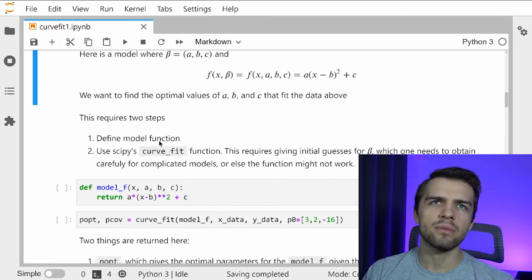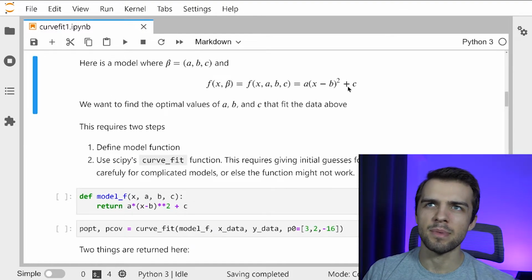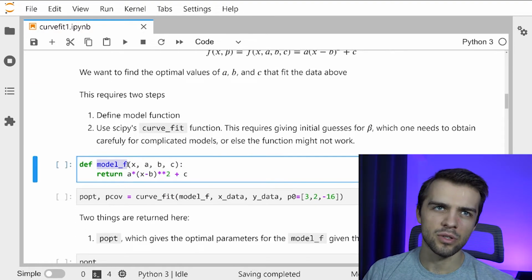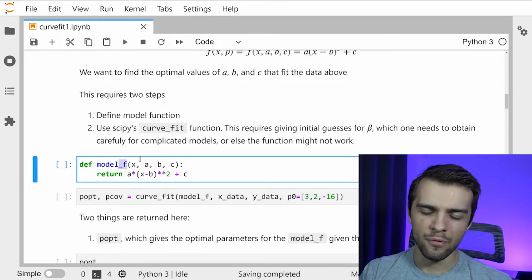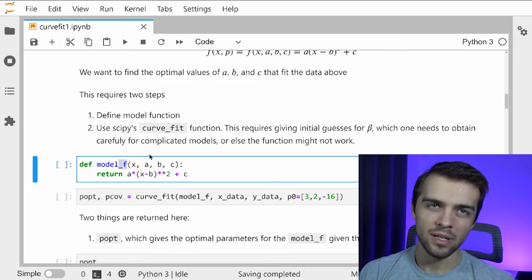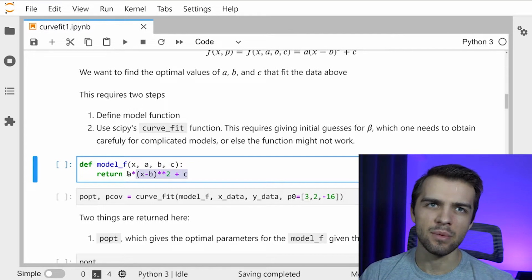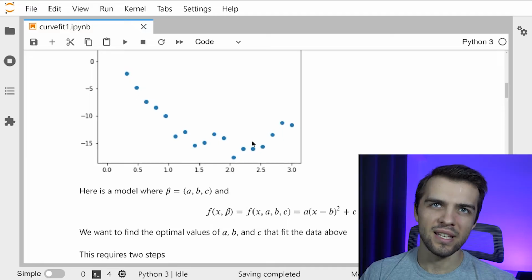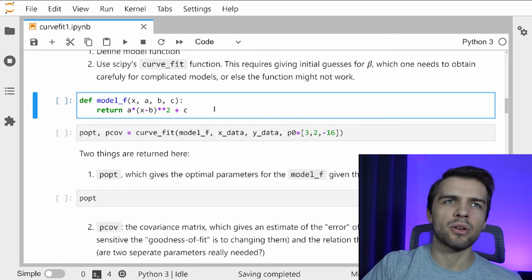So for the model here, this is our model, a times (x minus b) squared plus c. I just define a function, model_f. In my videos, _f always means function. It's something that takes in variables and spits out variables. So it takes in x, and it takes in the model parameters a, b, and c, and it returns just this thing here. So again, what we're focusing on is getting the best values of a, b, and c to fit this data here. So here's my model function.